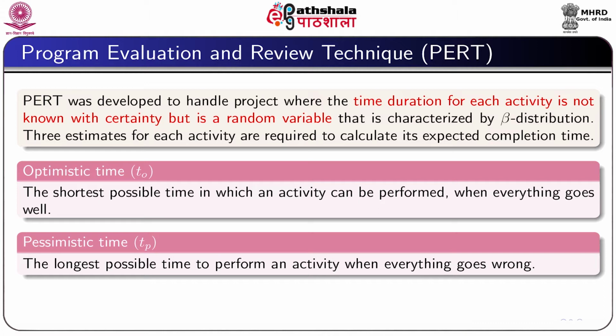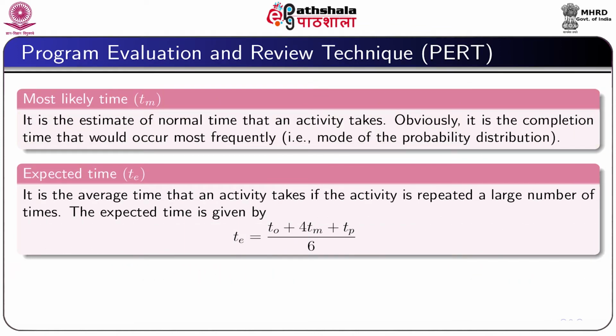Now, depending on the optimistic time, pessimistic time, and most likely time, the expected time of an activity can be obtained as Te equal to (To plus 4 Tm plus Tp) divided by 6, where To is the optimistic time, Tm is the most likely time, and Tp is the pessimistic time.